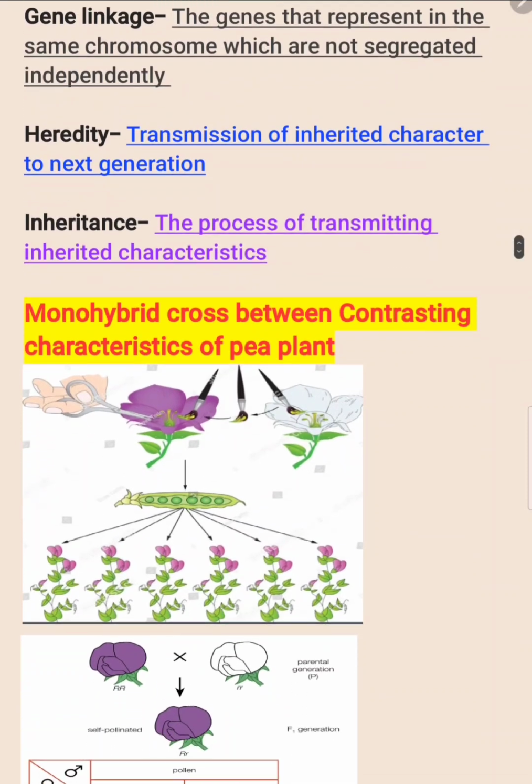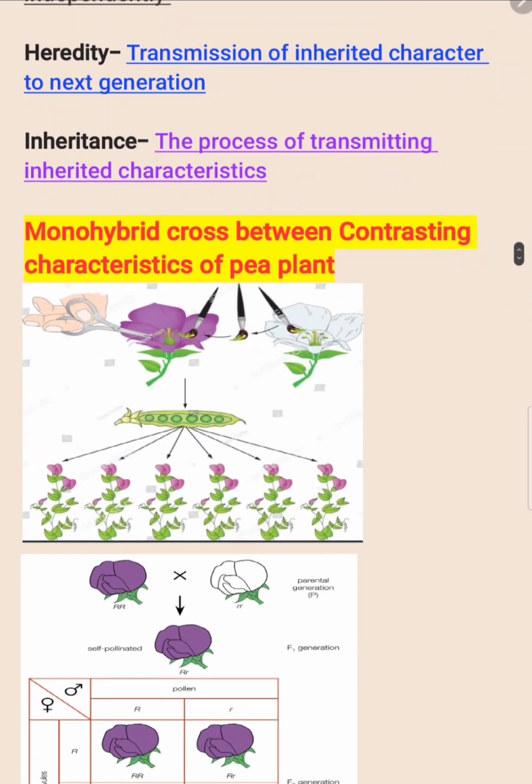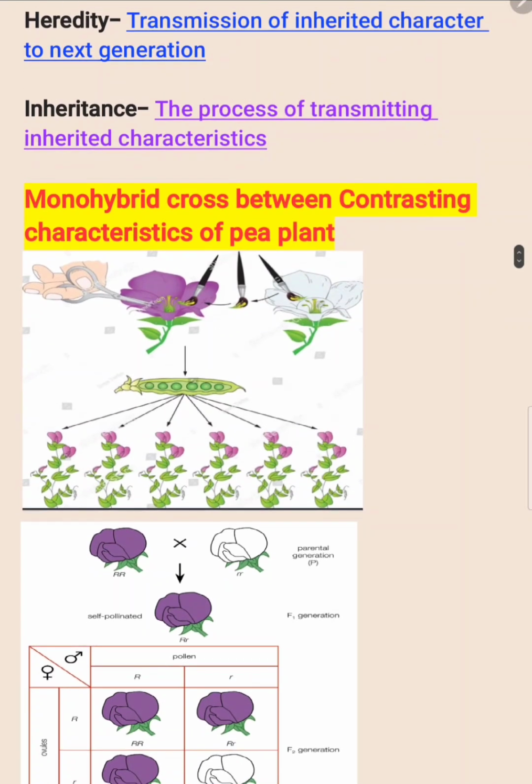The next one is heredity: transmission of inherited characters to the next generation. For example, our skin color can be transmitted to our offspring. If you have fair skin, your daughter or your son will have fair skin. That is heredity. Inheritance means the process of transmitting inherited characteristics.